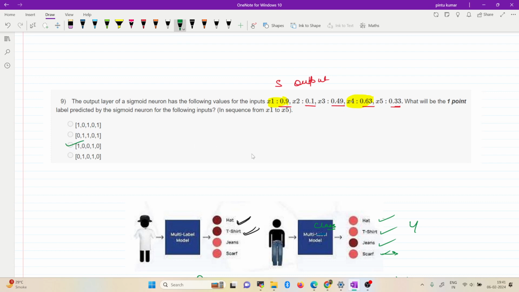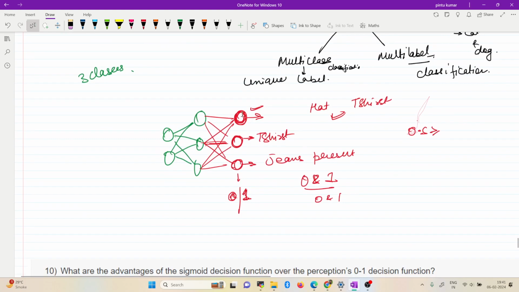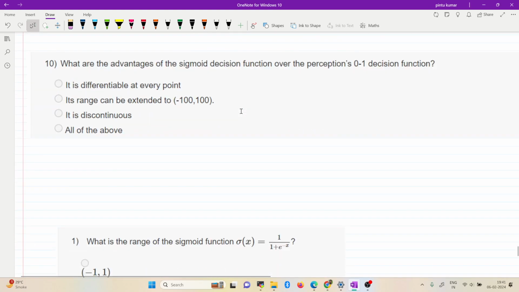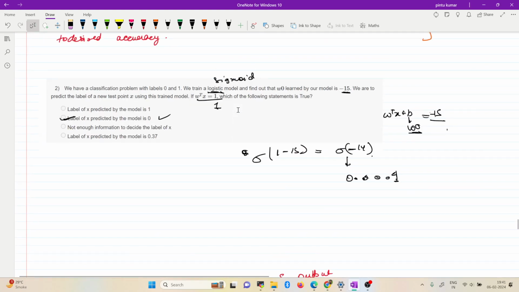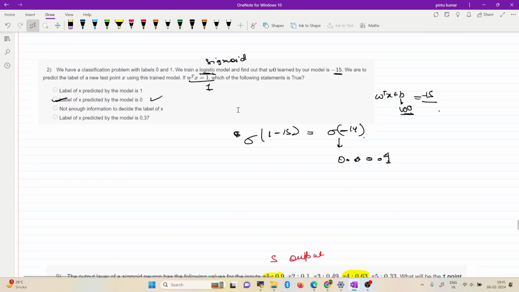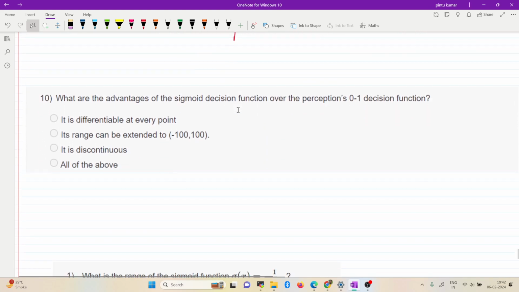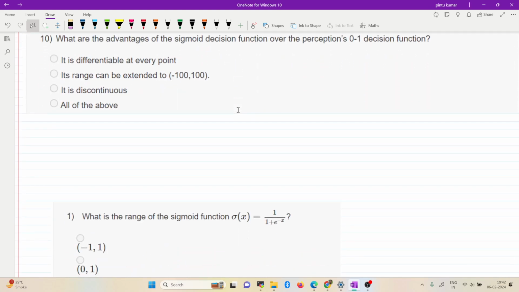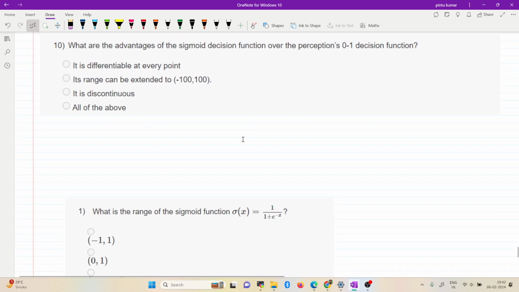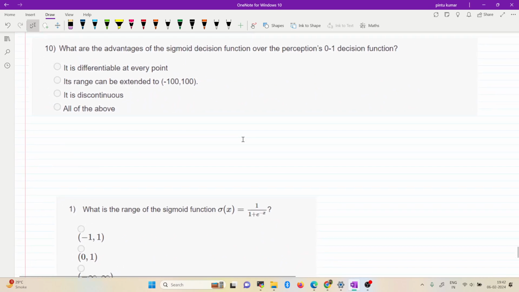So this option is correct because I have made prediction 1 for 0.9 and 0.63 and 0 for the others. Even if you don't understand this right now, it's fine. We'll cover it in more detail in next week's lecture. Okay, so for this sigmoid problem, Himanshi, we will get back to this towards the end. Let's look at the other question also so that others are also involved. We'll definitely do this question, but towards the end.